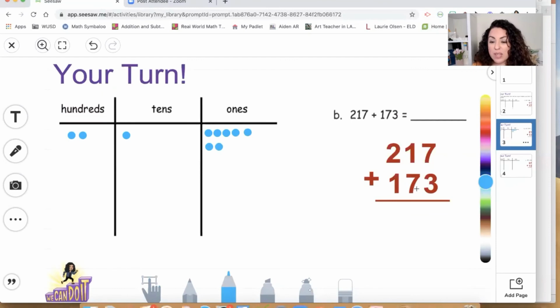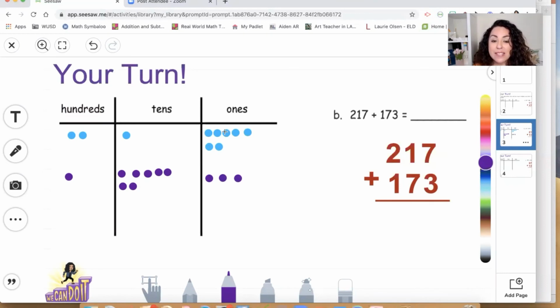And then we're going to make our next number 173. I'm going to change the color just because when we change the color, it's kind of nice so you can see the different numbers. So I have 100, 7 tens, so there's 5, 6, 7, and then I have 3 ones. 1, 2, and 3. So now I am ready to add these numbers.